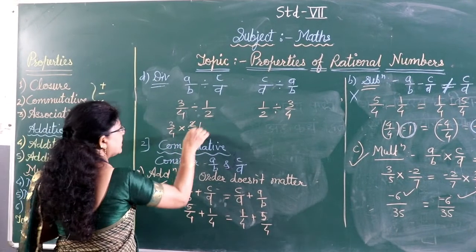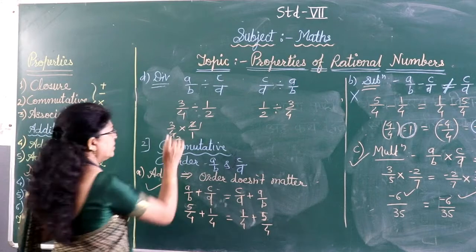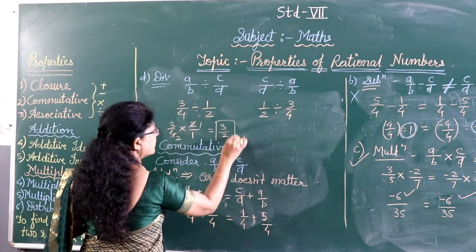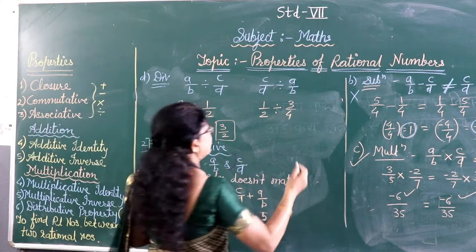Right, now 2 ones are 2, 2 twos are 4. We can cut. 3 ones are 3, remain in denominator 2 ones are 2. We got answer 3 by 2 in left hand side. Now check in right hand side.